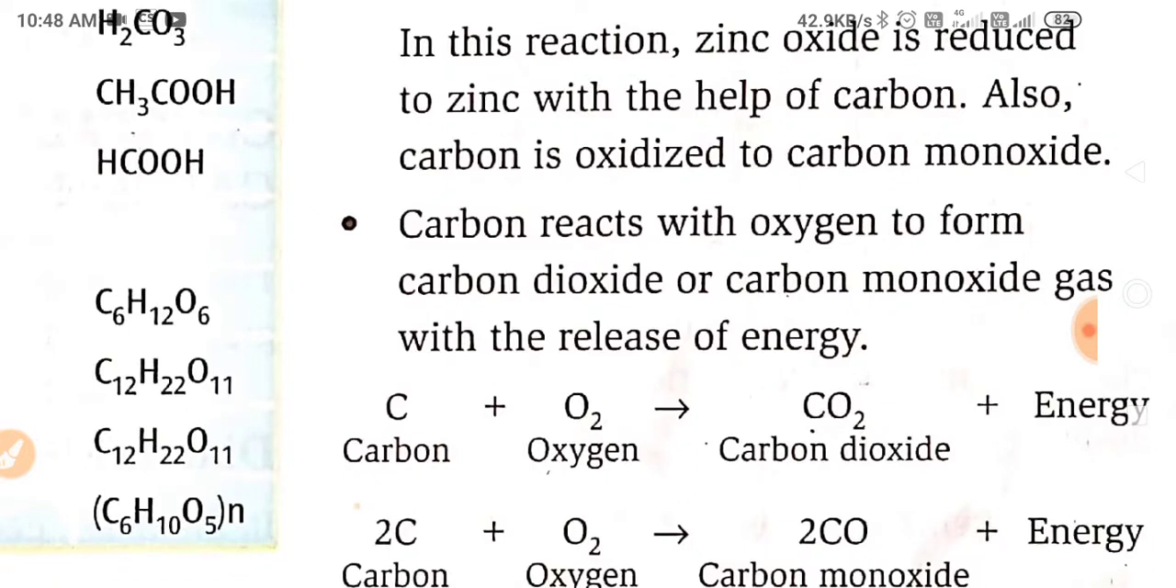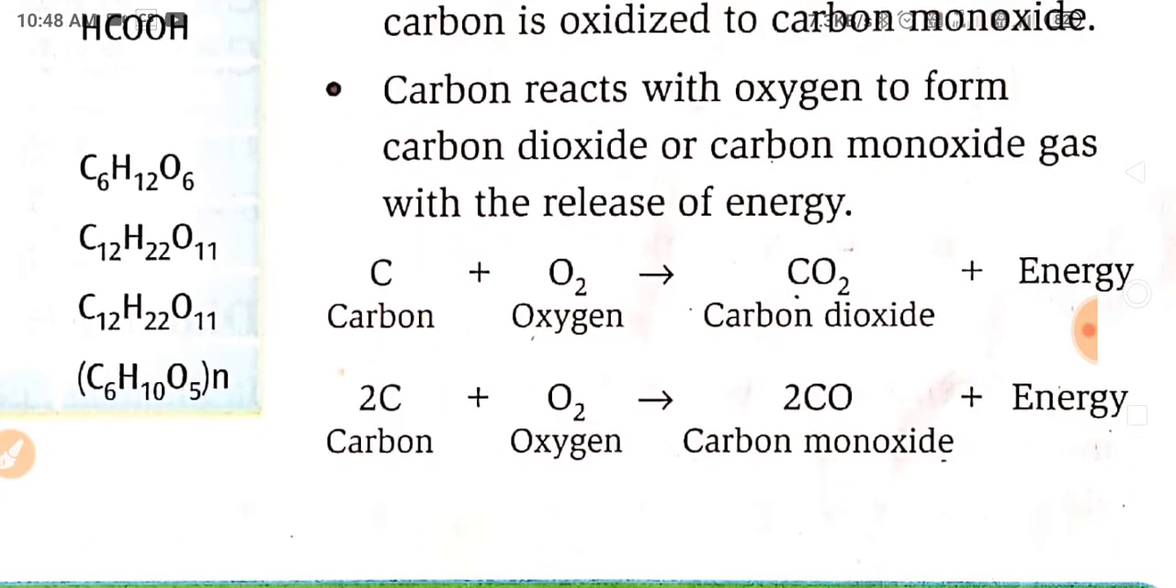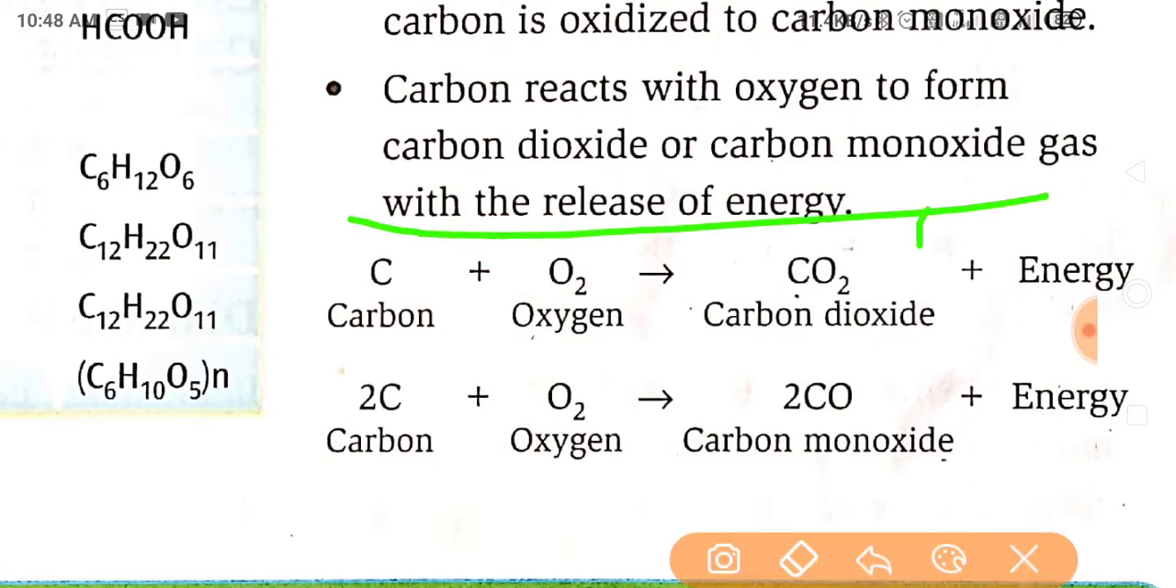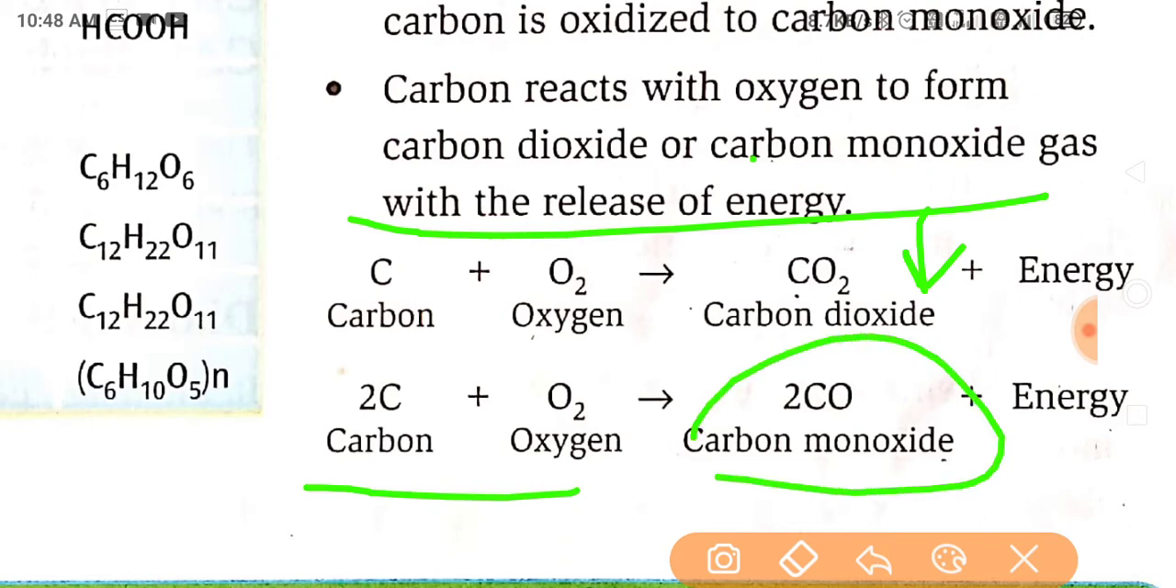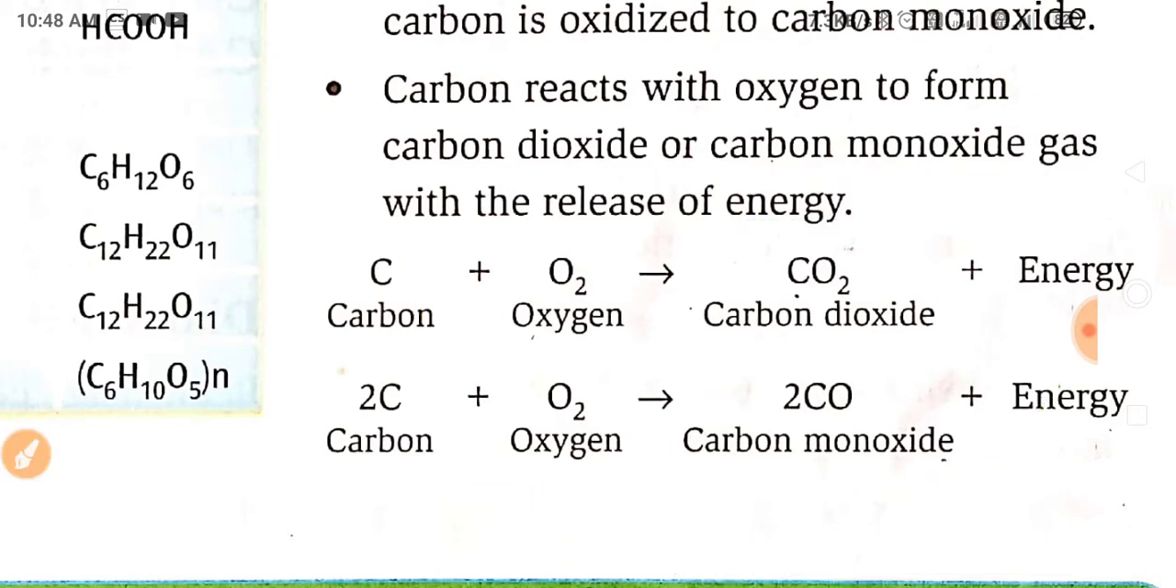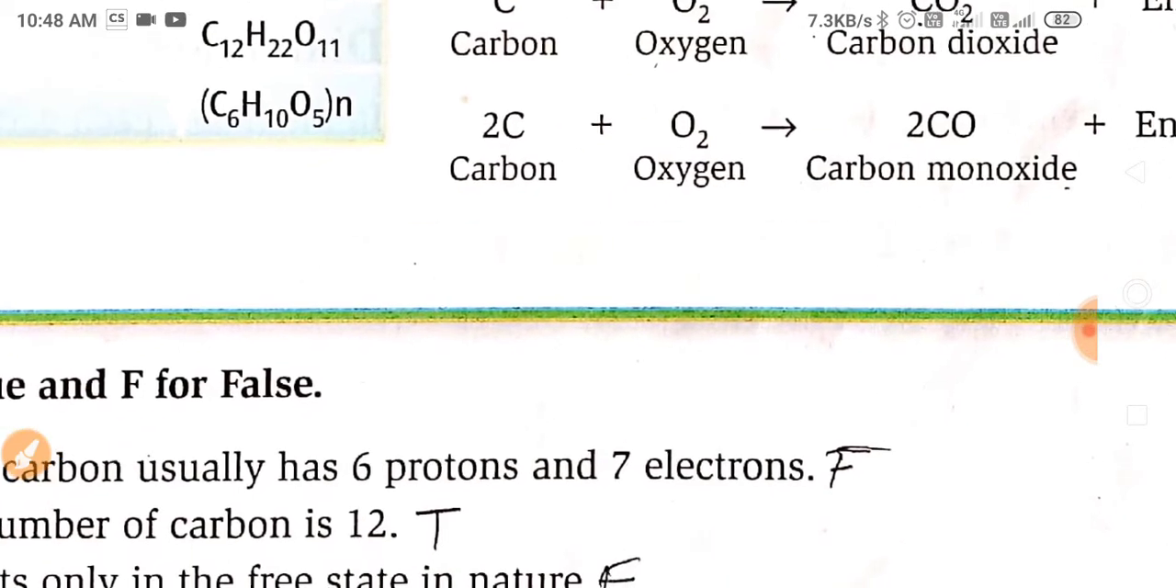Carbon reacts with oxygen to form carbon dioxide or carbon monoxide gas with the release of energy: C plus O2 gives CO2 plus energy. Its chemical reaction is given here. Carbon plus oxygen forms carbon dioxide gas and energy is also released.